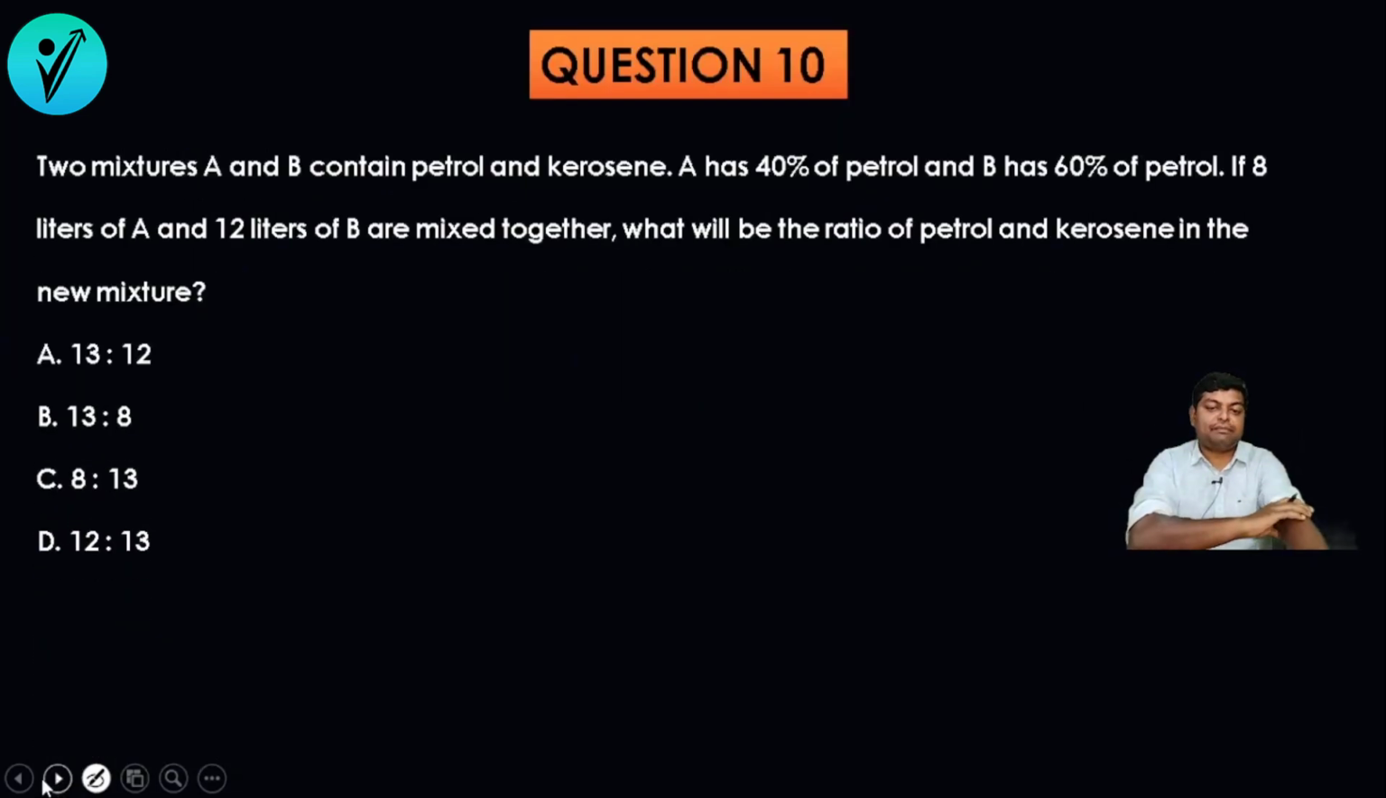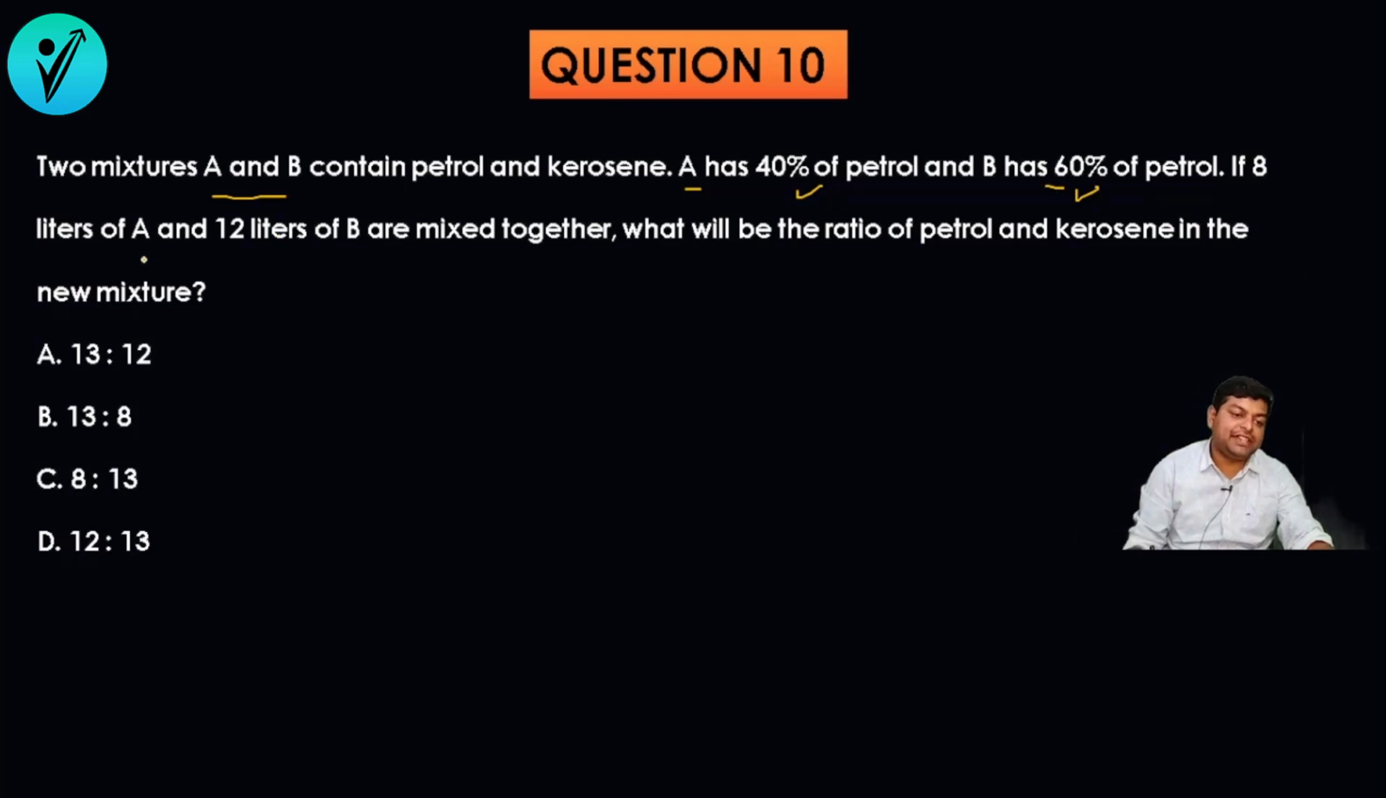Next we have question number 10. Again a question from mixtures and alligation. Two mixtures A and B contain petrol and kerosene. A has 40% of petrol and B has 60% of petrol. If 8 liters of A and 12 liters of B are mixed together, what will be the ratio of petrol and kerosene? So they are saying that you have a mixture A and a mixture B. In mixture A, the petrol content is 40%. And in mixture B, the petrol content is 60%.